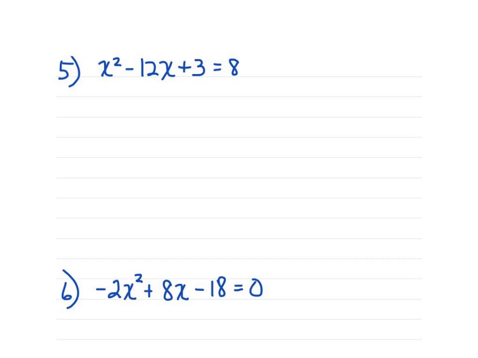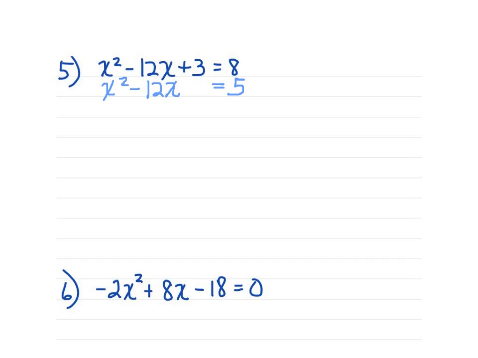Okay, number 5. x squared minus 12x plus 3 equals 8. Again, here we need to force or make this into a perfect square trinomial. So the first thing we have to do is remove the 3 from both sides. So we'll bring down x squared minus 12x is equal to 5. And all I did was subtract 3 from both sides.